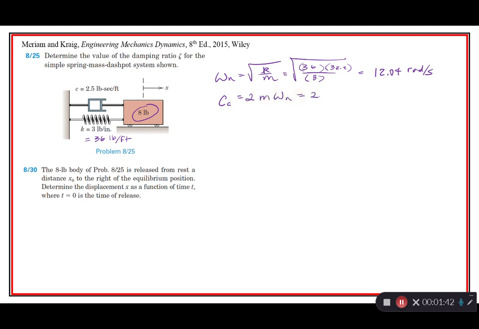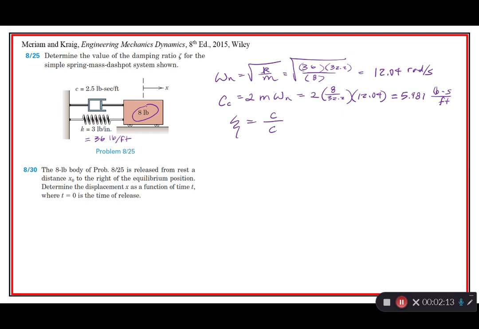We can find the critical damping, which is 2 m omega n. So we get 2 times 8 pounds divided by 32.2, times the natural frequency we just found. We get 5.981 pound-seconds per foot as the units.